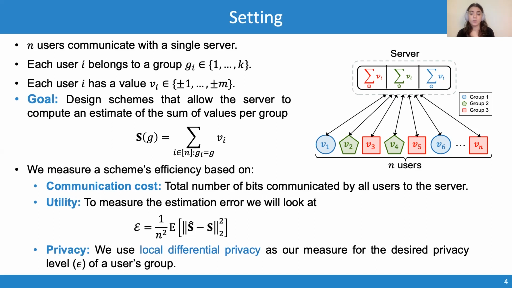The third metric we consider is privacy. Like we said before, we care about keeping the user's group private. And to measure the privacy level guaranteed by a scheme, we use local differential privacy. So we want a scheme to be epsilon locally differentially private for a given epsilon.